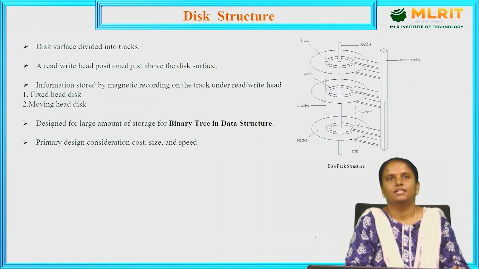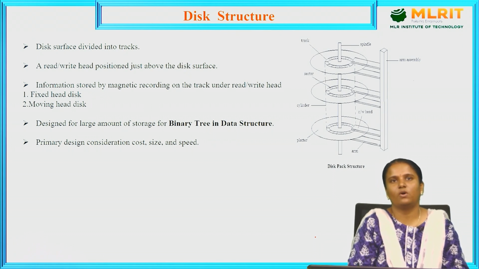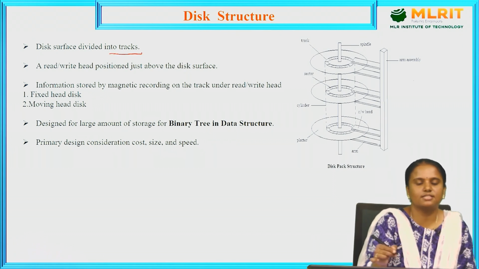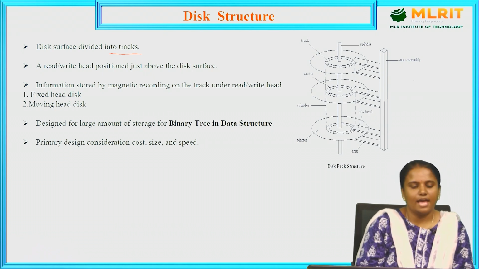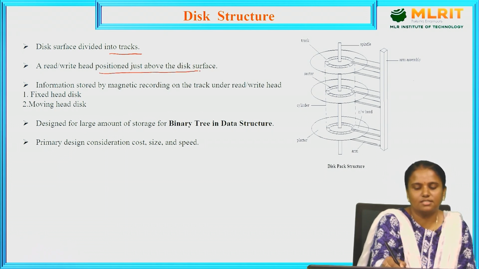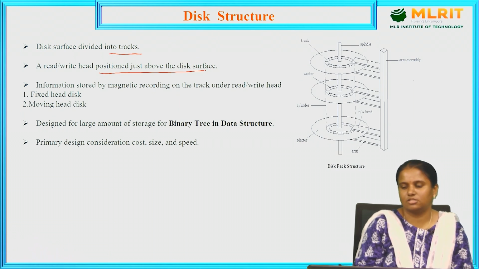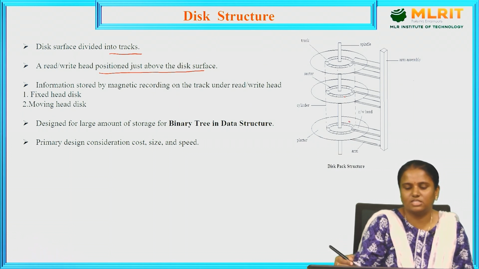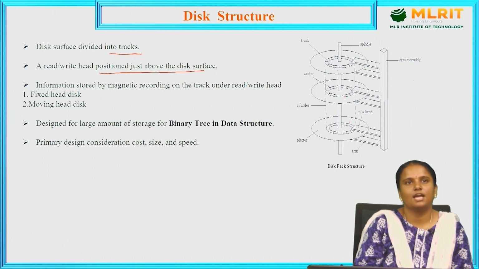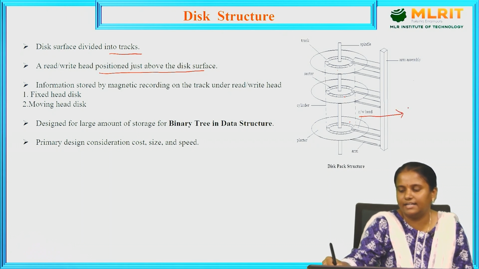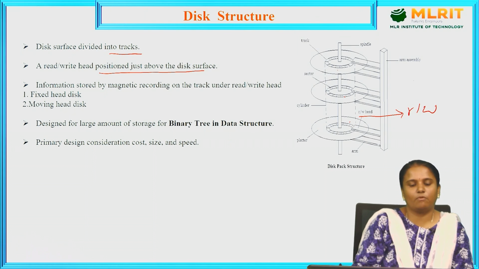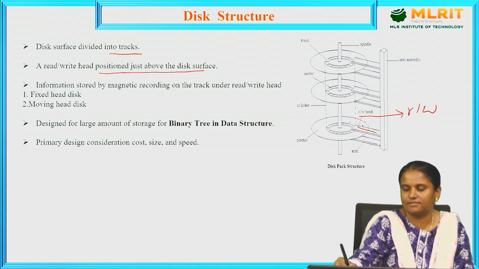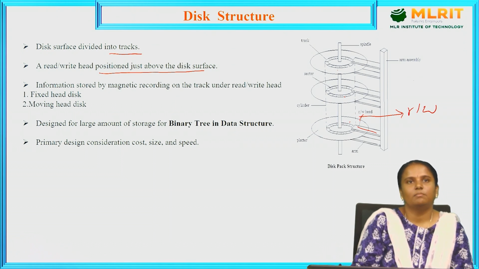So disk structure. The disk surface is divided into n number of tracks. A read or write head positions just above the disk surface. So these are n number of tracks which are placed in the disk surface, and the read write head is positioned just above the disk surface.